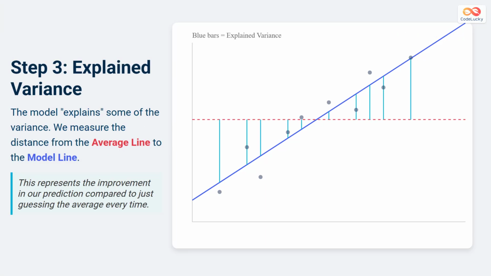Our model does a better job of predicting scores than just guessing the average for everyone. The difference between our model's prediction and the simple average is the explained variance. It's the improvement we get by using our model. This is the portion of the total variance that our model successfully accounts for.